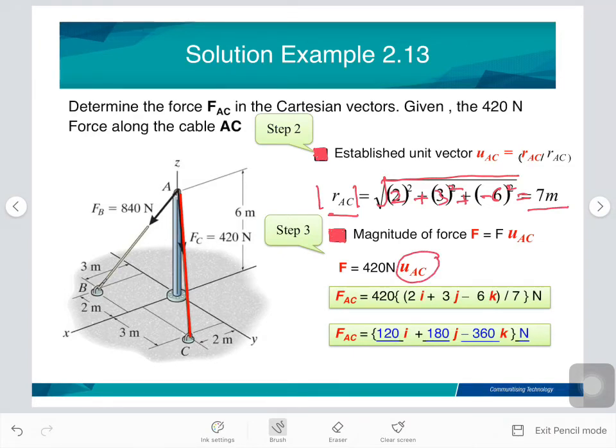So this unit vector multiplied with the magnitude 420. So this is the unit vector 2I plus 3J minus 6K divided by its magnitude. Don't forget. Okay, this is the answer where we have expressed the force AC in Cartesian vector. So we have 120I plus 190J minus 360K. So this is the method, the steps, how to express the given force in Cartesian. You got it?